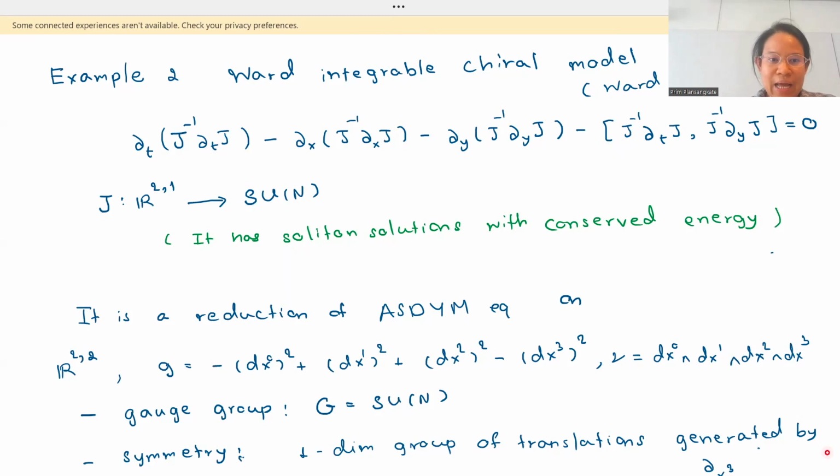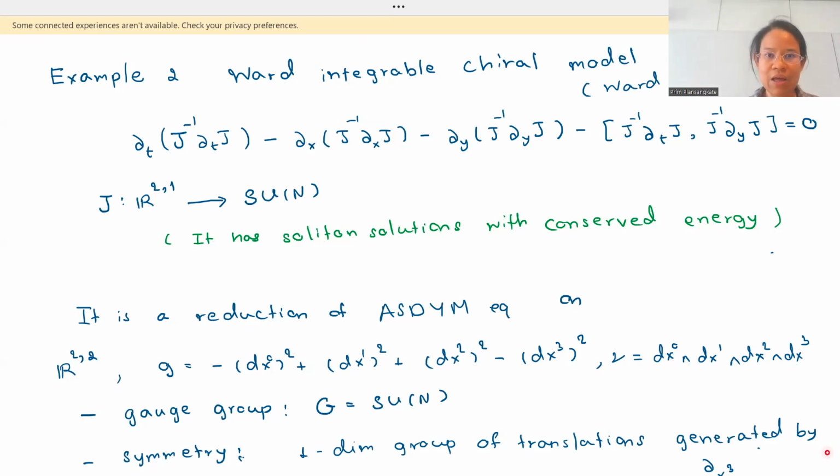Okay, and so this equation is interesting. It is integrable because Ward derived it as a reduction of the anti-pseudo-Yang-Mills equation. So it inherits integrability by twistor theory, and it's interesting that it admits soliton solutions, and it also has a conserved energy functional. So you can assign a conserved energy to soliton solutions. So that's why it's interesting.